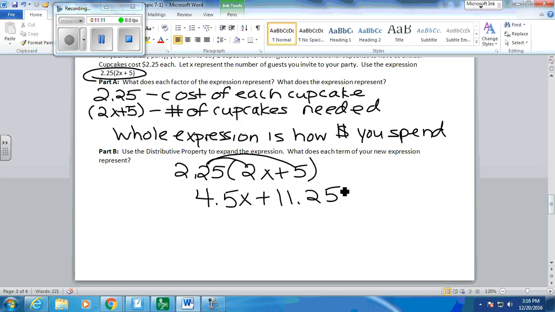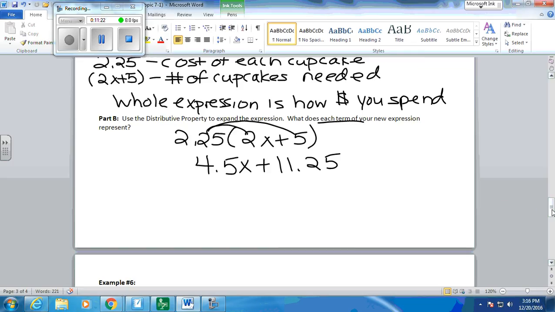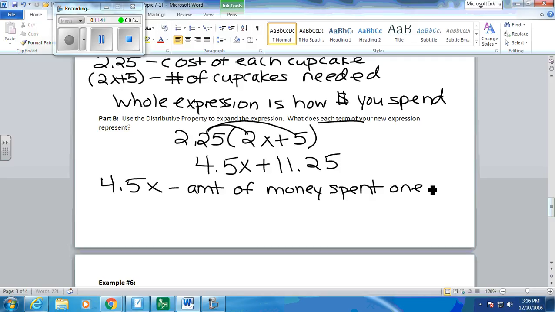And now they're asking you, what does each term of this expression represent? And again, this expression is showing the sum of terms, not the two factors. So this one, the 4.50x, represents the amount of money you spend on x number of people. So the amount of money spent on each person.